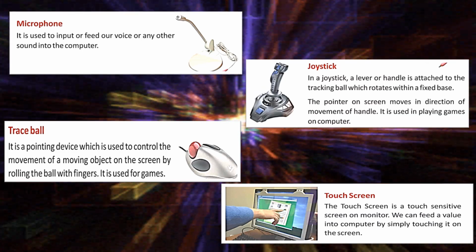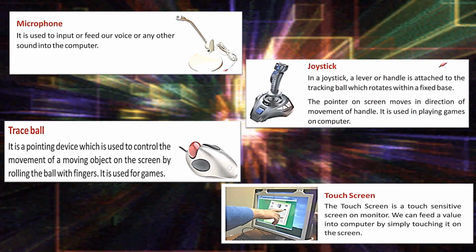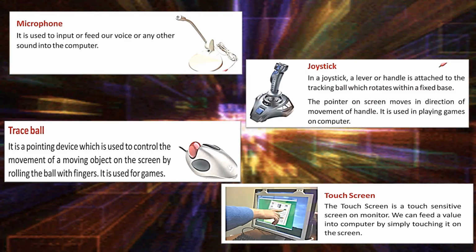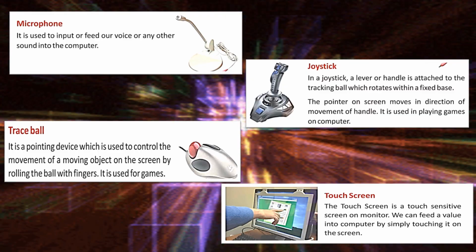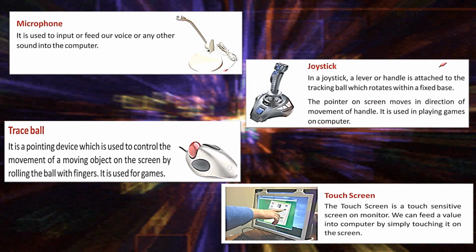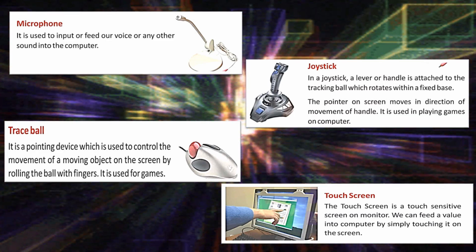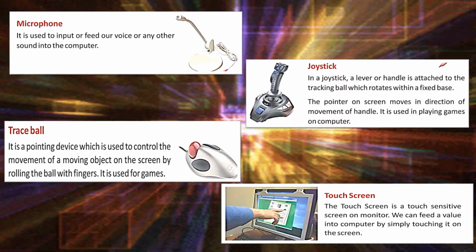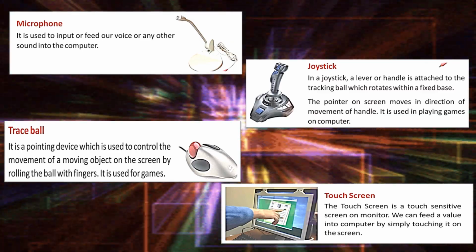Trace ball. It is a pointing device which is used to control the movement of a moving object on the screen by rolling the ball with fingers. It is used for games. Touch screen. The touch screen is a touch sensitive screen on the monitor. We can feed a value into the computer by simply touching it on the screen.